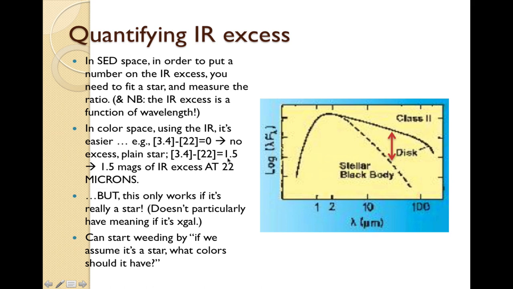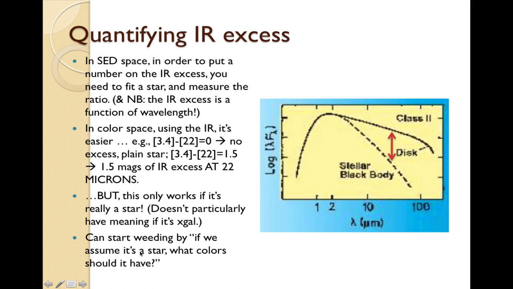3.4 minus 22 of 1.5 magnitudes means that it has 1.5 magnitudes of infrared excess at 22 microns. It's important to note the wavelength at which you're working, because the amount of excess changes depending on the wavelength you're working on. But being able to make that statement strongly about, oh, it has 1.5 magnitudes of infrared excess, you have to know that it's a star. It doesn't work that way if it's extragalactic.